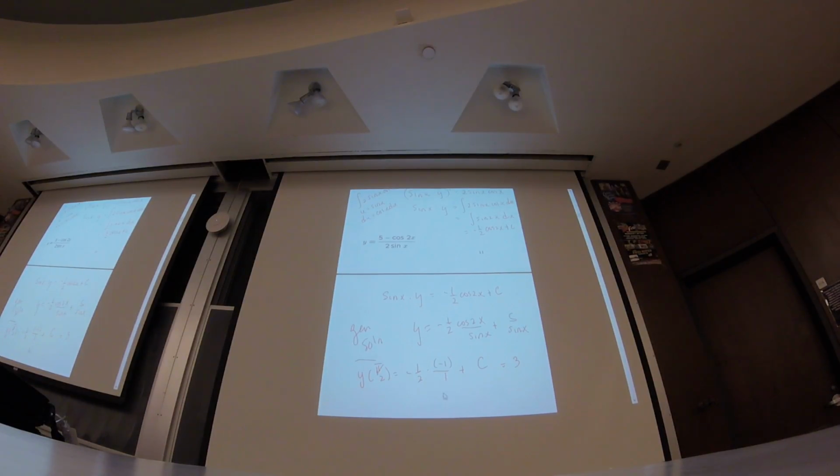So what does this all turn out to be? 1/2 plus C is 3. So C, 3 is 6/2, minus 1/2 is 5/2. And so my particular solution is minus 1/2 cosine 2x divided by sine x plus 5/2 sine x.